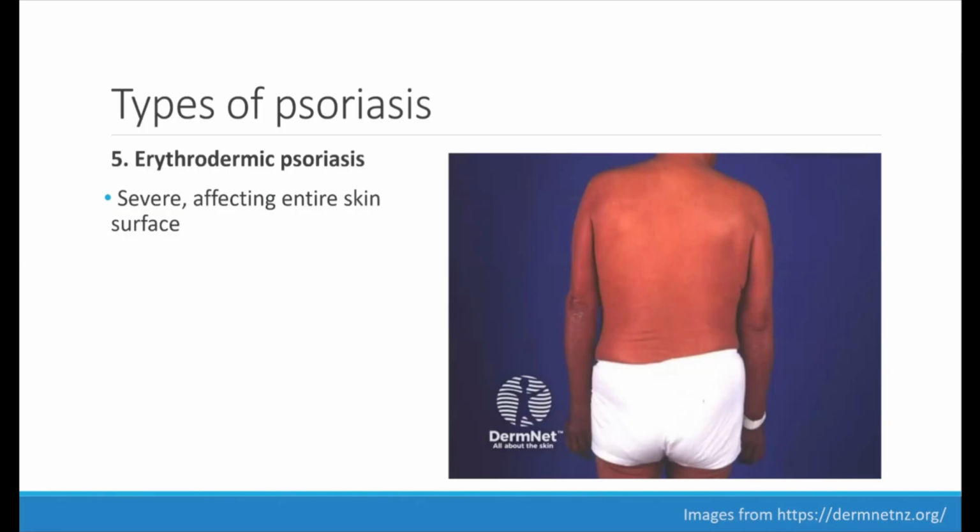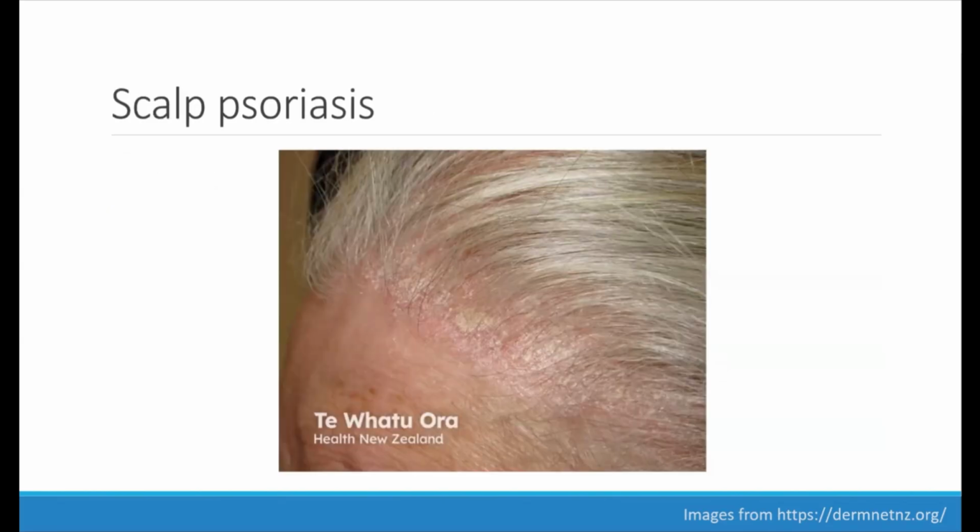Erythrodermic psoriasis is a severe form of psoriasis affecting the entire skin surface, and you can see that it's redness and there's scaling affecting most of this patient's body surface area. This is a picture of scalp psoriasis, and you can appreciate in scalp psoriasis, the plaques and the involvement tends to extend beyond the hairline.